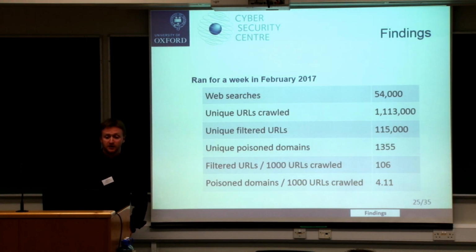These are the results from that. In that week we ran 54,000 queries. We found 1.1 million URLs. Of those, about 10% were filtered. And in that time we discovered 1,300 unique poison domains, which is larger than anybody else compiling these lists. That was about just over 4 domains for each 1,000 URLs that we queried, so it's quite a slow process, but grinding through it, it's quite a time-consuming process.